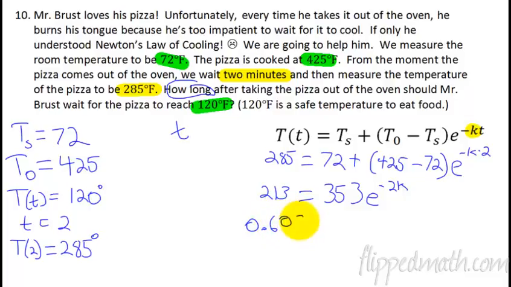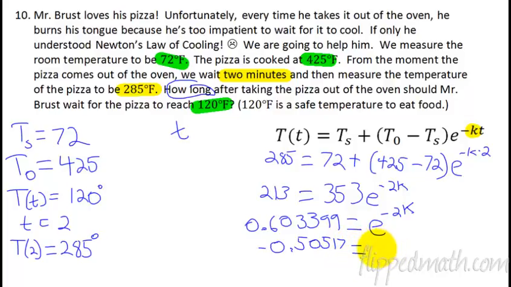0.603. Let's go a couple more decimals. I'm going more decimals just because I'm going to end up taking a logarithm of both sides, and so I don't want to just go 1 or 2 because I don't want to round too early with my answers. And then I'll have e raised to the negative 2k. Now my next step is I will get rid of this e here by taking the natural log of both sides. When I take the natural log of the left side, I get negative 0.505. Let's go 17. That's a lot of decimals.